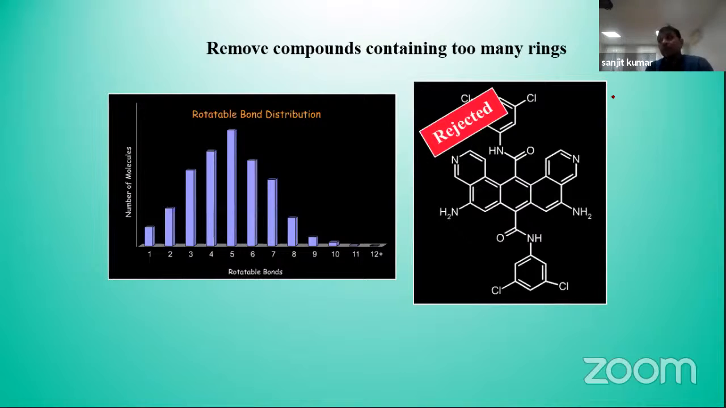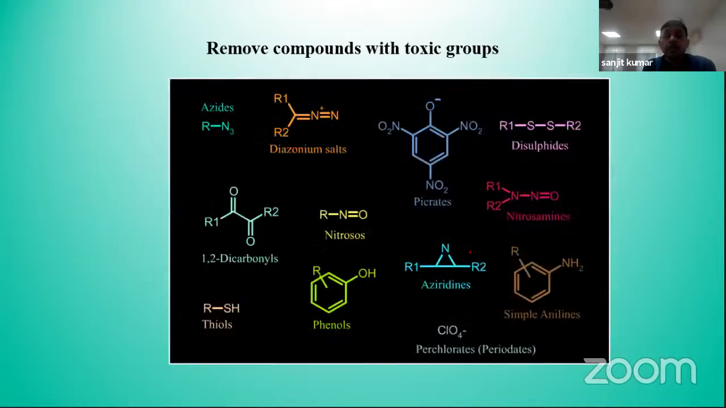And before screening, you have to know a little bit about the chemistry. If you are good in biochemistry, you have to do some theoretical biochemistry, like removing compounds containing too many rings. If a compound has too many rings, then it will be difficult to solubilize.